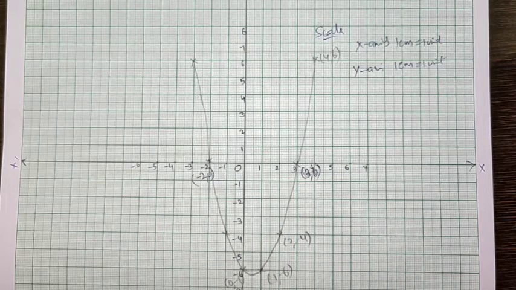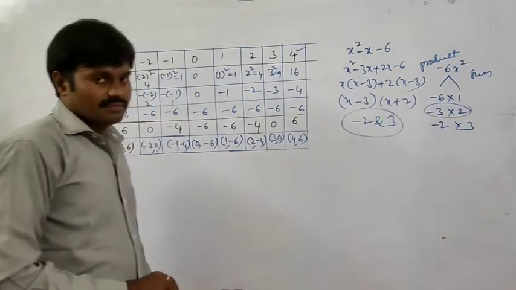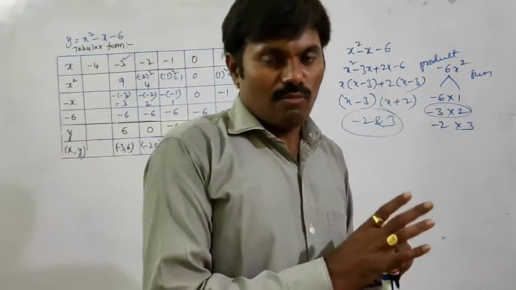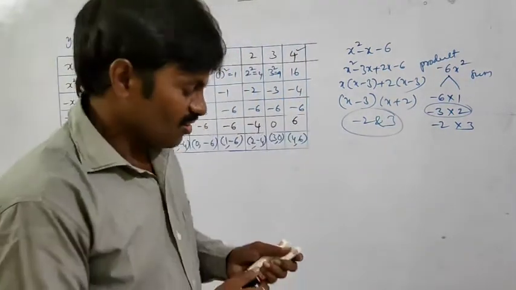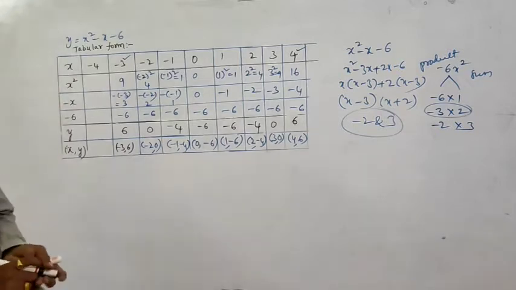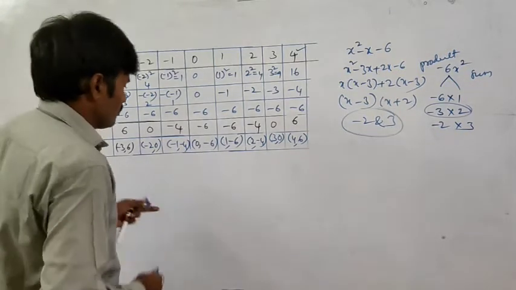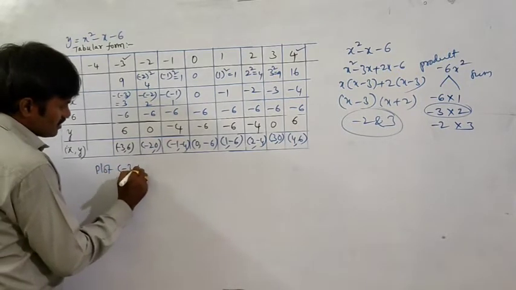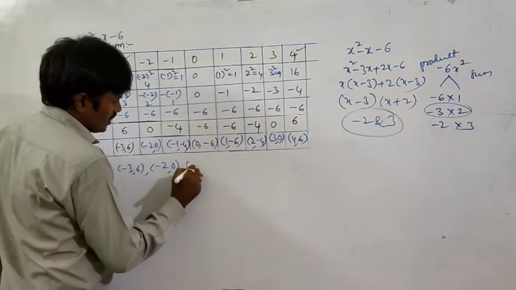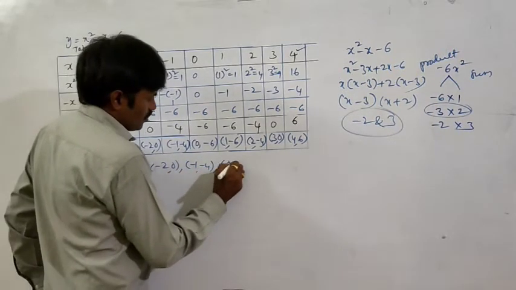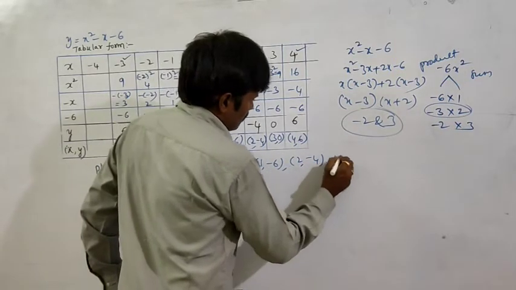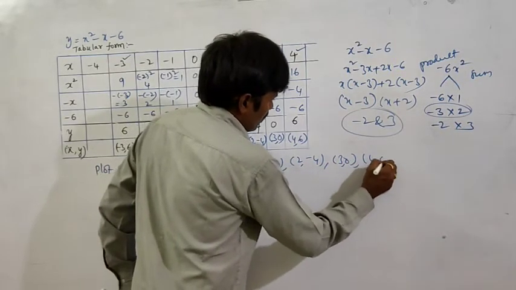Now we will write some matter here. See. You observe how we have plotted these points on the graph sheet. Now we have to write some statements on the right side of that. Okay. What are those statements? See, plot minus 3 comma 6, minus 2 comma 0, minus 1 comma minus 4, 0 comma minus 6, 1 comma minus 6, 2 comma minus 4, 3 comma 0, 4 comma 6 on the graph sheet.